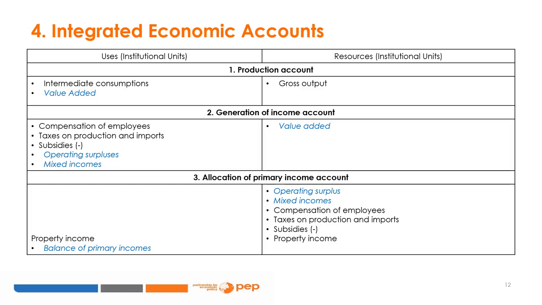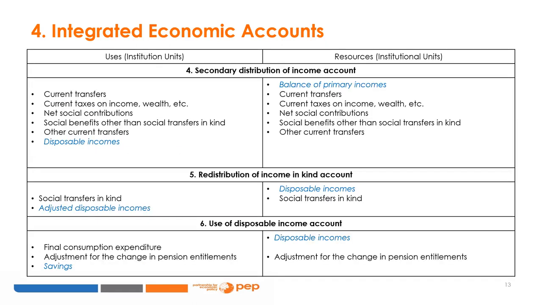The allocation of primary income account receives the compensation of employees, the taxes on production and imports, and the net property income in addition to the operating surplus and mixed income. The balance of the primary income is then generated and transmitted to the secondary distribution of income account. The secondary distribution of income account adds to or subtracts from the balance of primary income the current transfers, the current taxes on income and wealth, the net social contributions, the social benefits other than social transfers in kind, and the other current transfers. The account generates the disposable income, which is then transmitted to the redistribution of income in kind account and the use of disposable income account.